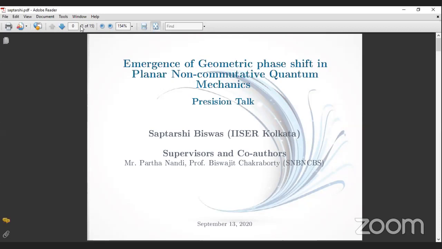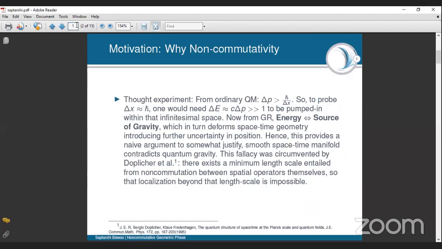So hello, I am from Software Solution from IISER Kolkata. I'm a BS-MS student here, in my fourth year. And this work I underwent last year during my summer vacation as a project student at Istanbul, and my supervisors as well as collaborators during this work were Mr. Patanamdi and Dr. Sri Chakravarti at Istanbul. So the topic of my talk, as it is written here, is emergence of geometric phase shift in planar non-commutative quantum mechanics.